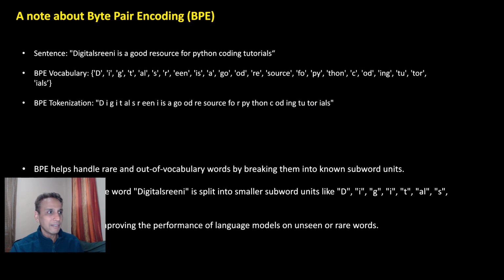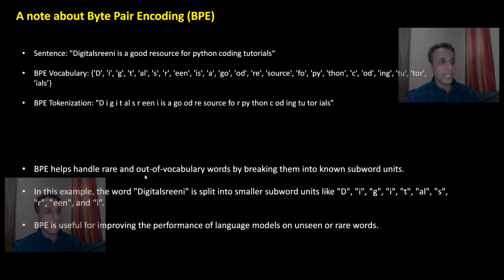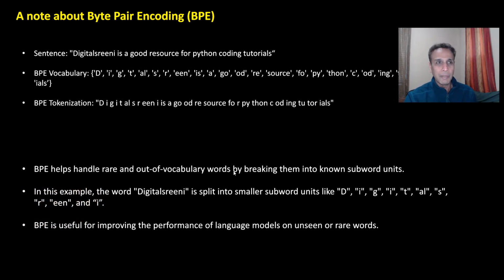And it helps handle rare and out of vocabulary words by breaking them up. For example, "Digital Srini" is not in the vocabulary, right? "Is a good resource for Python coding tutorials", they're all in the vocabulary. But this is not an English word, and it helps handle these out of vocabulary words by breaking them into smaller units.